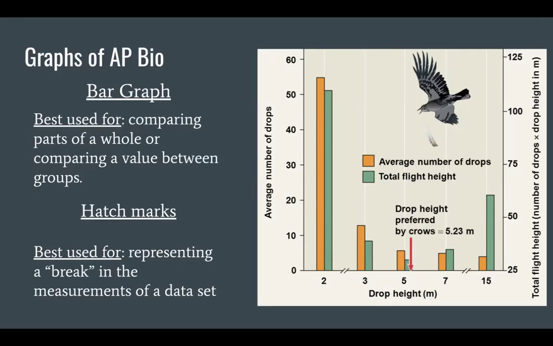And so if you think about height in terms of the energy that a raven is going to have to expend on this exercise, then dropping from a height of 15 meters, even though you would think, oh, I'll just drop the seed from a higher height and then I'll have to take fewer flights to break open the seed, that's not the case because there's this Goldilocks zone where the bird tends to drop the seed from. So this is just a really good example of the kind of complexity that you'll see on an AP Biology graph.